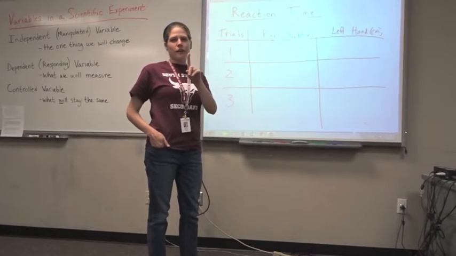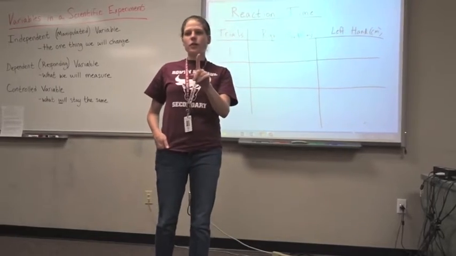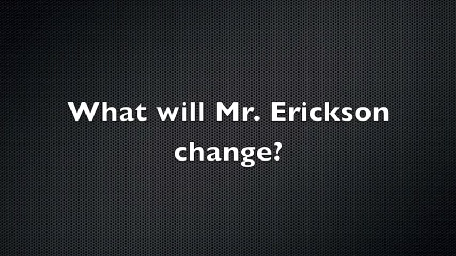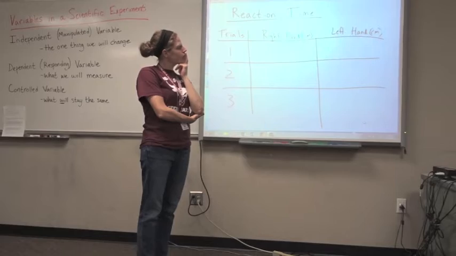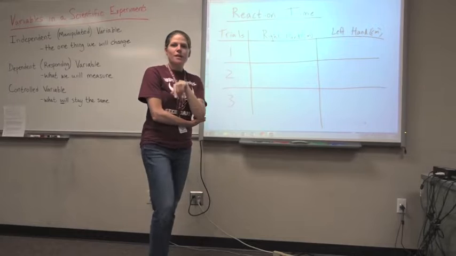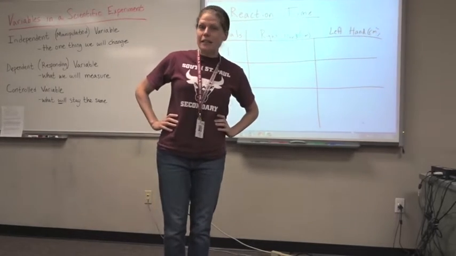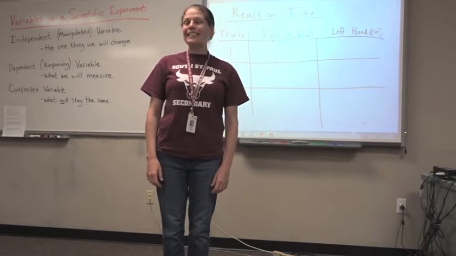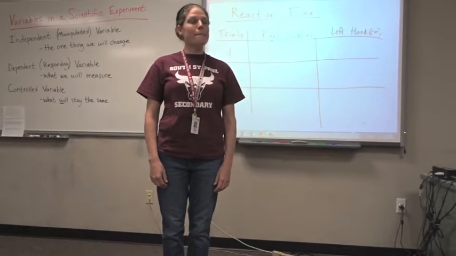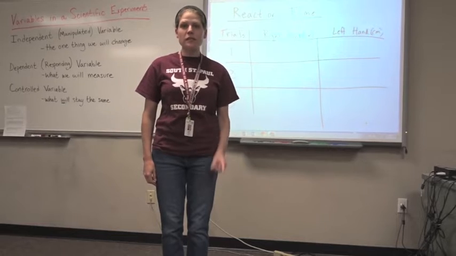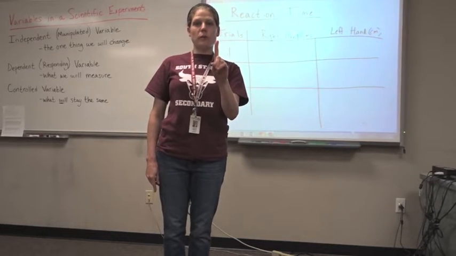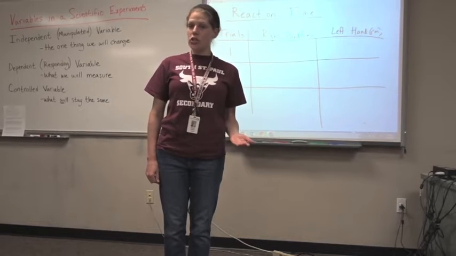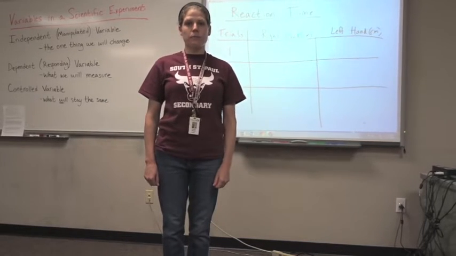What is the one thing about this experiment that Mr. Erickson will change? Mr. Erickson will change the hand that he is using to catch the meter stick. This is called an independent variable or manipulated variable. This is the one thing that will be changed by Mr. Erickson during the experiment. He is manipulating or changing the independent variable.